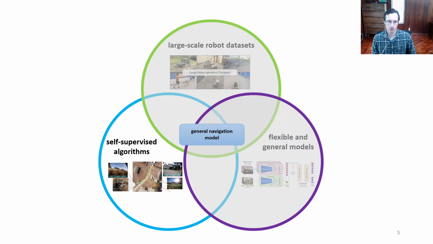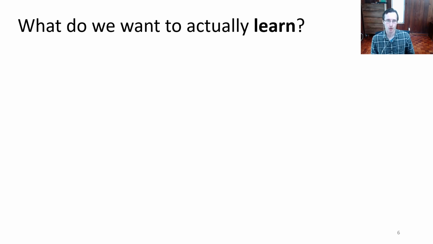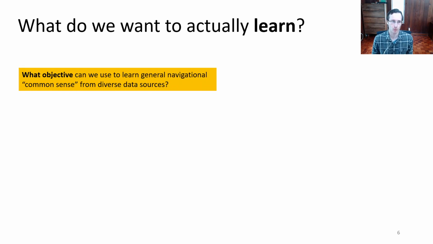So I'll talk about each of these three pillars, but I'll start by talking about the algorithms. To talk about algorithms, we have to ask, what is it that we actually want to learn? What objective can we use to learn general navigational common sense from diverse data sources?